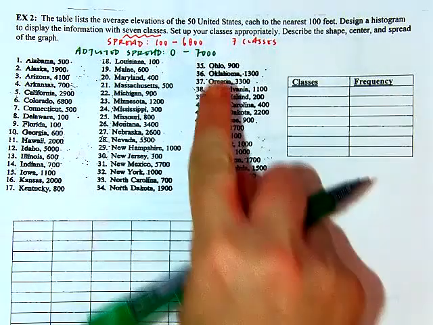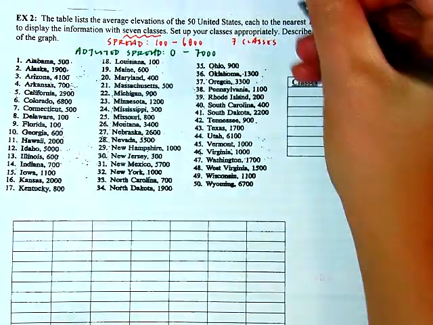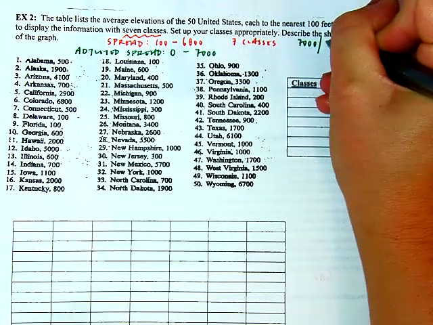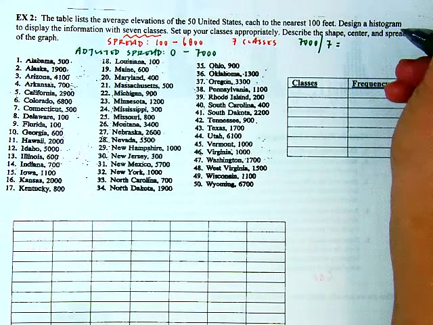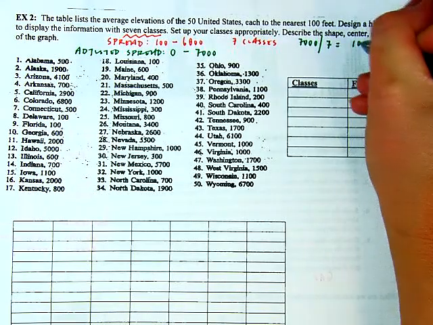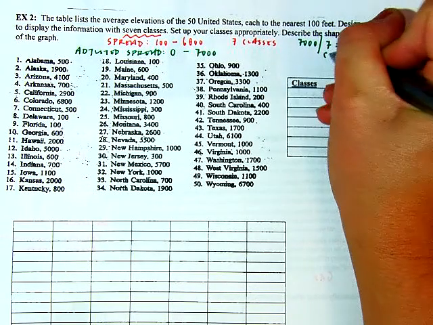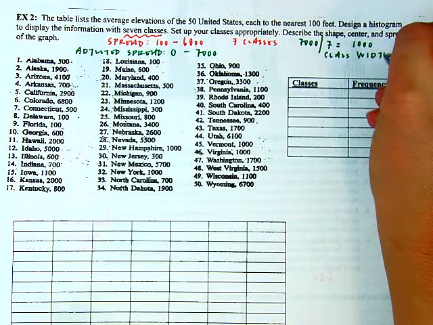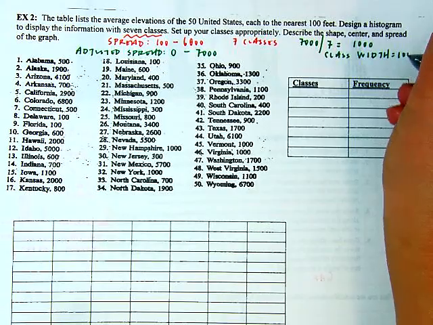So when I take 7,000 minus 0, I get 7,000. And if I split it 7 ways, then my class width will be 1,000. Let me write that down. So the class width will be 1,000.